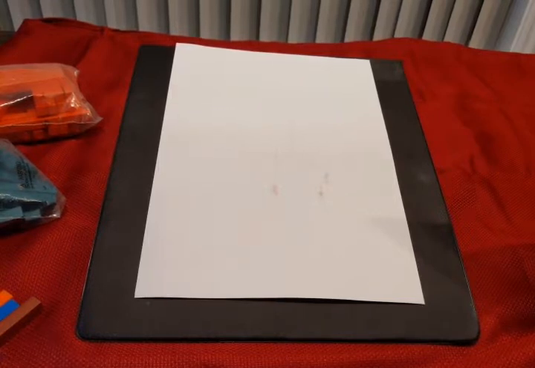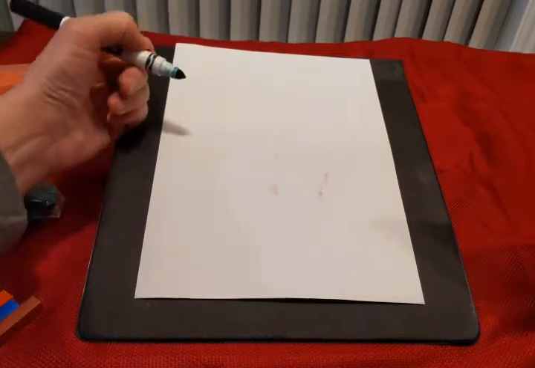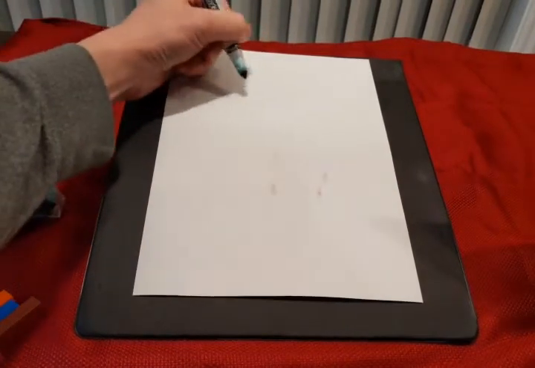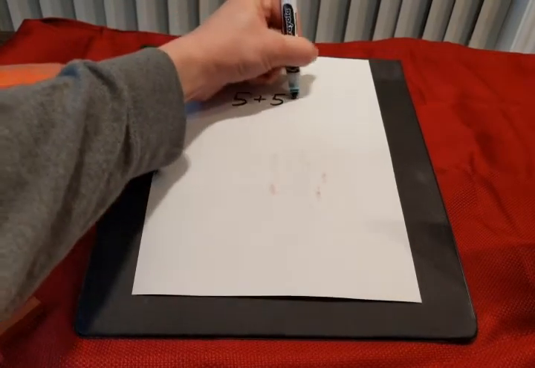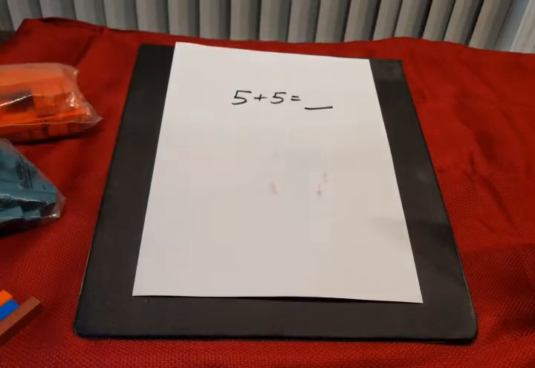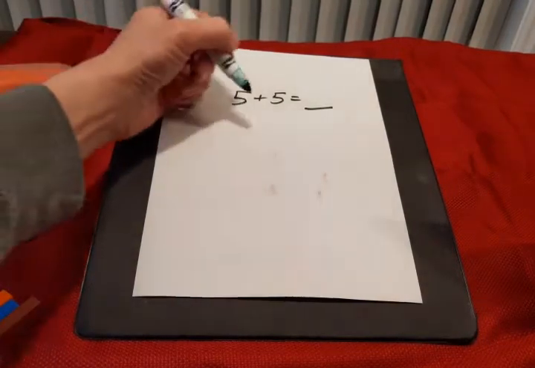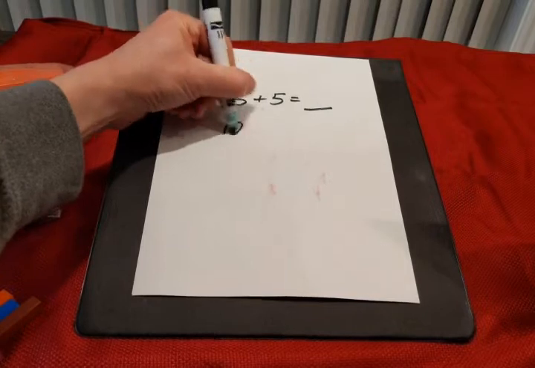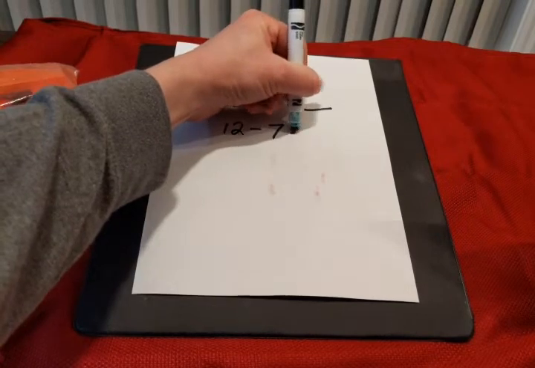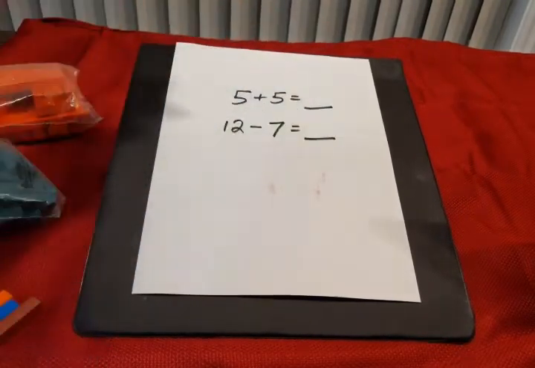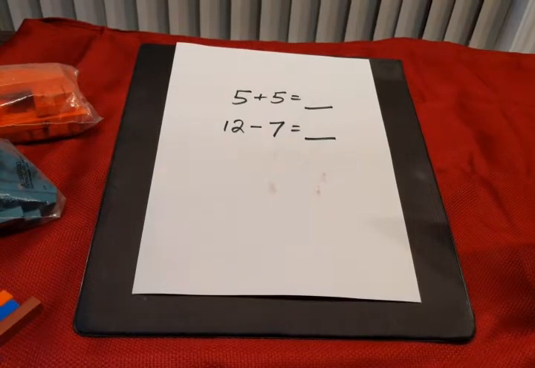Ooh. So when we look at addition or subtraction sentences, like a traditional addition sentence, that might be something like 5 plus 5 equals, and then we have to figure out the total. Or a subtraction sentence like 12 take away 7 equals what? That's a very traditional way that we look at addition and subtraction sentences.